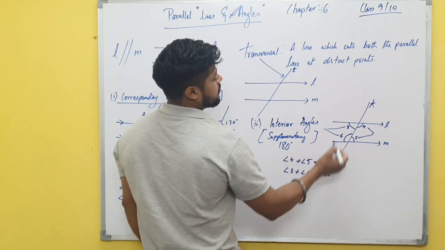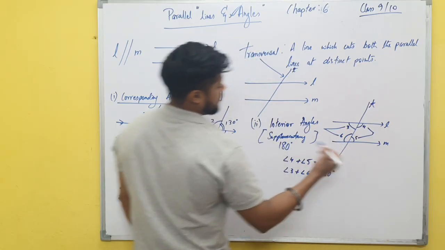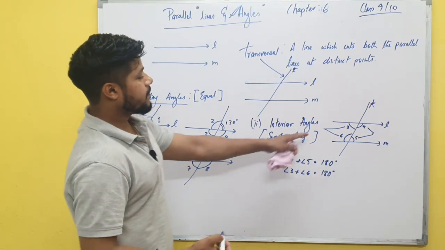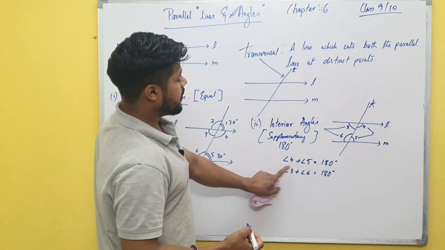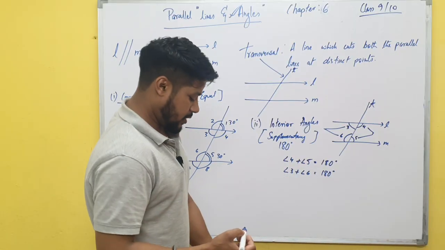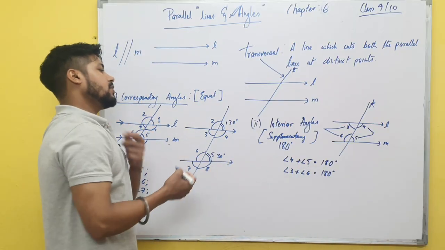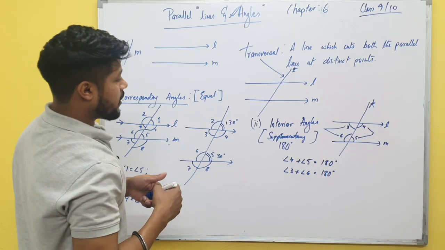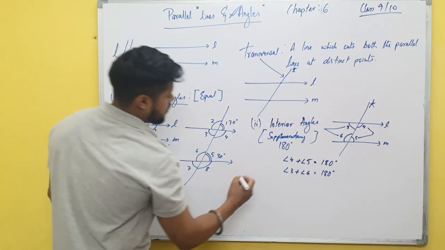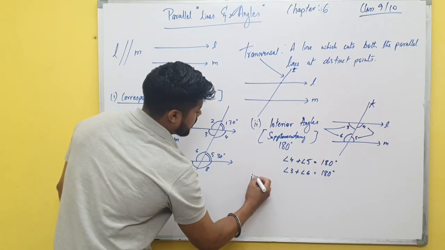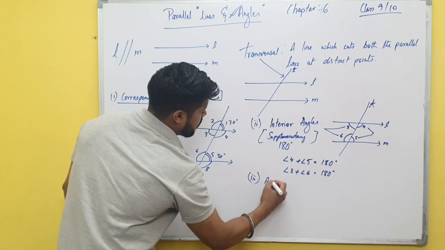3 with 6 makes a pair, and they both will be equal to 180 degrees when added. So we got interior angles. Now the third one is alternative interior angles.